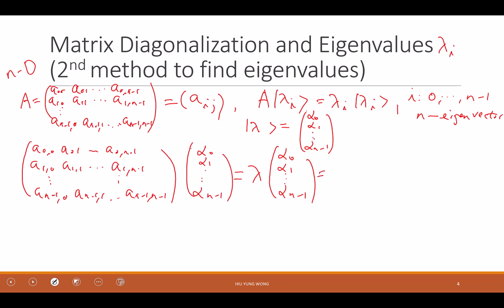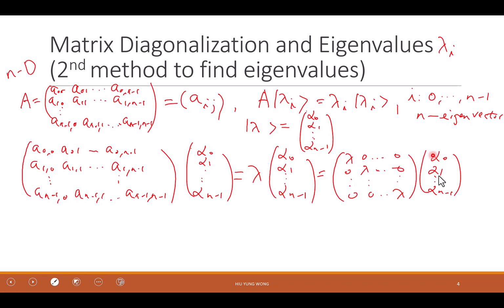I can call this lambda, 0, lambda, 0, 0, 0, lambda, times alpha 0, alpha 1, all the way to alpha n minus 1. This is a diagonal matrix. Right? If you don't agree, try to do multiplication. What is the result of this number times this matrix? It's just lambda alpha 0, lambda alpha 1, lambda alpha n minus 1, right?